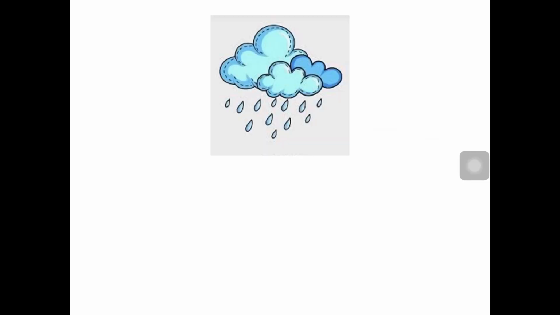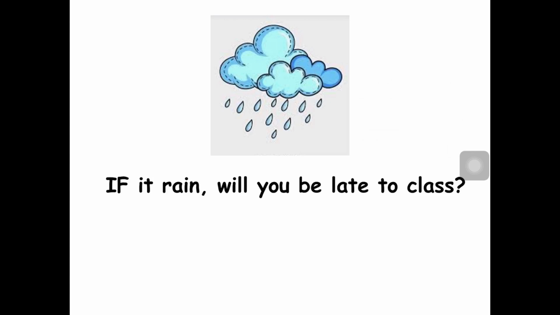Okay, previously you already learned about probability in schools. So a simple probability is, what is the probability that it will rain tomorrow? Okay, so that is a simple probability. So now what we are going to learn is, for example, if it rains, will you be late to school? So there are two events there, rain and late.